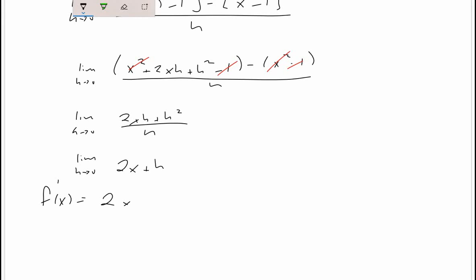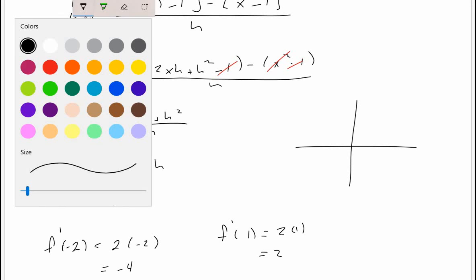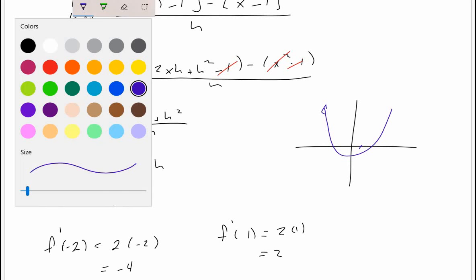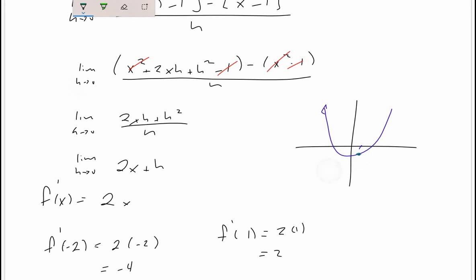Now just to verify what we did before, if I want the derivative at, say, negative 2, that just means I can substitute that in and see we get the negative 4 like we did before. Or perhaps I want the derivative at 1. Well, that would just be 2 times 1, which would be 2. So looking at that graph again, if we have our parabola and we look at positive 1, then we look at the slope here of that tangent line, which is the rate of change of the function. That slope is 2. Okay?